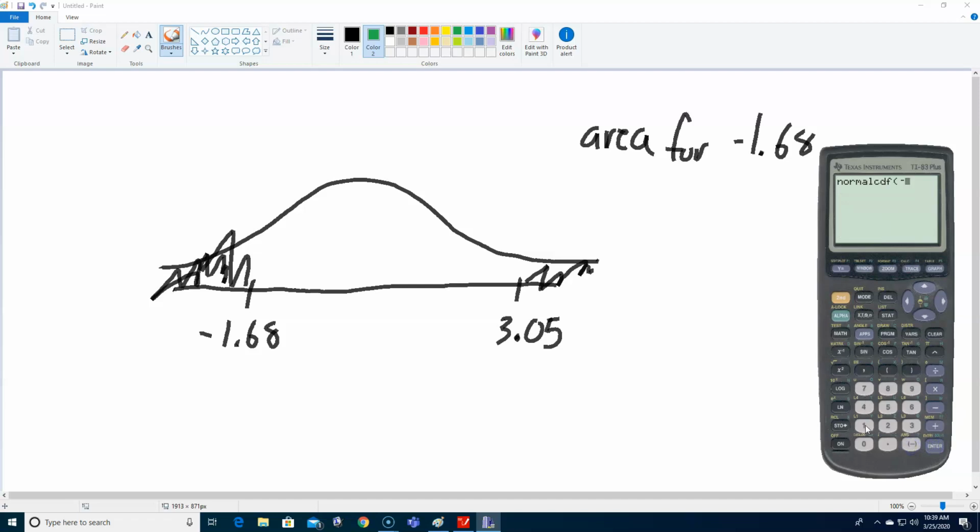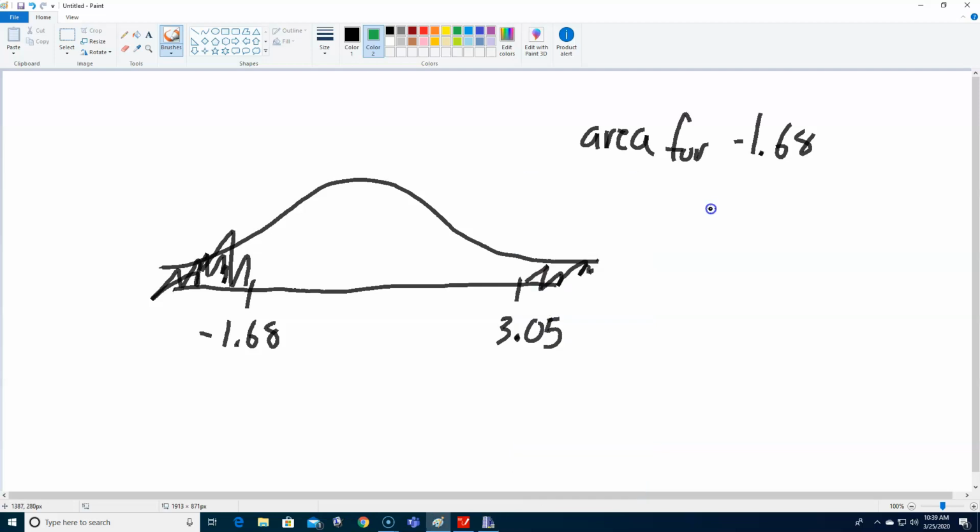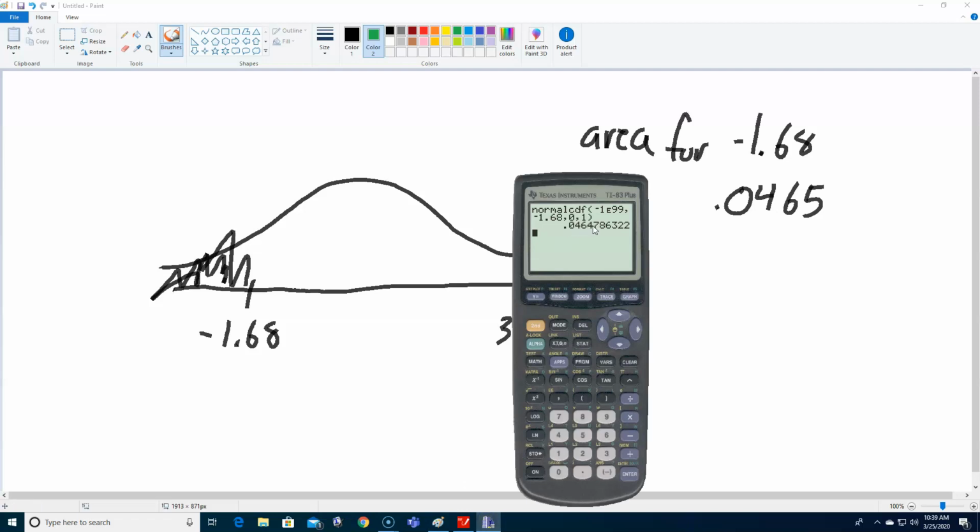Really big negative number, negative 1 e to the 99. My upper bound number, the number I stop at, is negative 1.68. My average is 0, and my standard deviation is 1. Hit enter. So then the area for negative 1.68 is 0.0465. Make sure it's right. 0.046, round up, 5. Perfect.